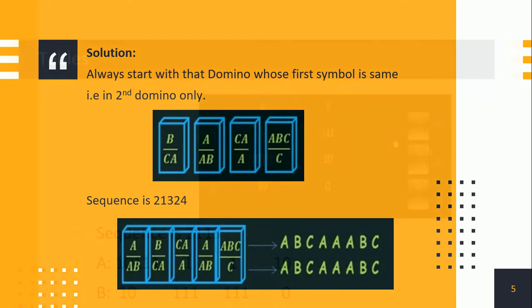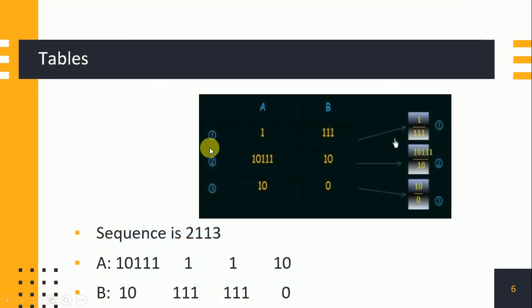Next example. This is the representation in the case of tables. Here is your first list, that is A. You have to write all the values of A this way and all the values of B this way. Then 1 by 111, so it will form your first domino. 1 0 111 over 1 0, so it will form your second domino. 1 0 over 0, it means your third domino.